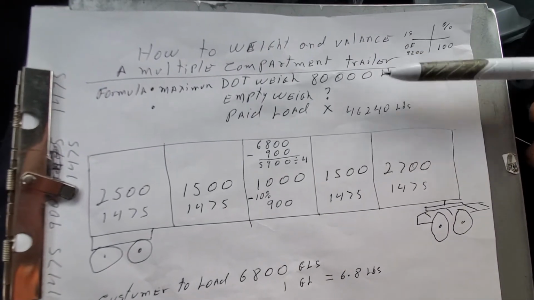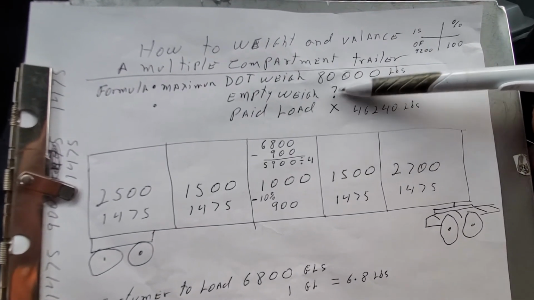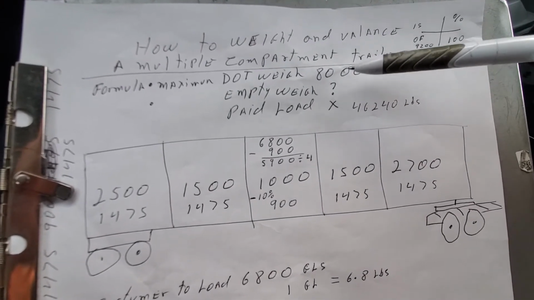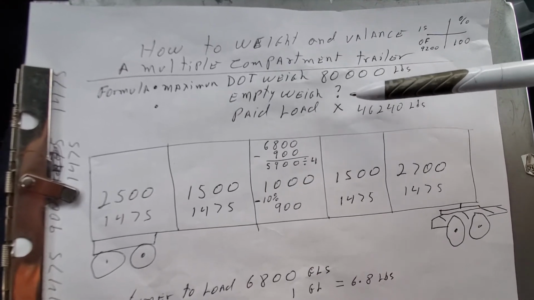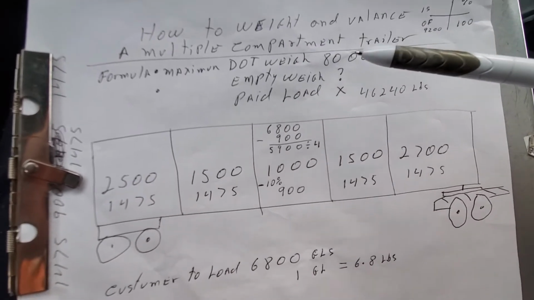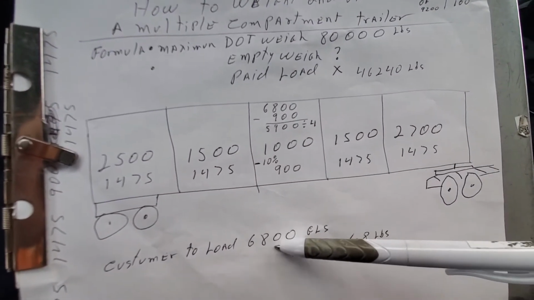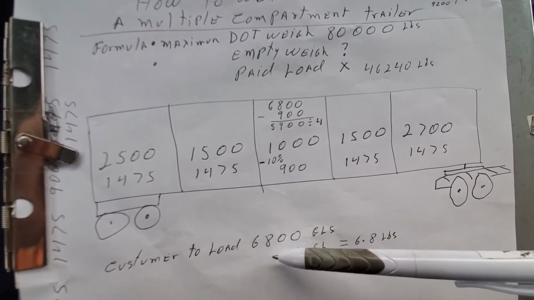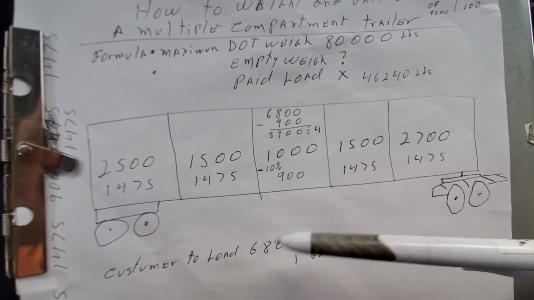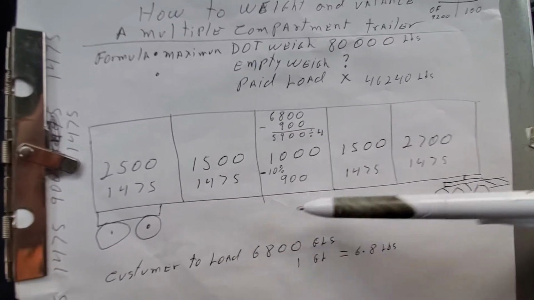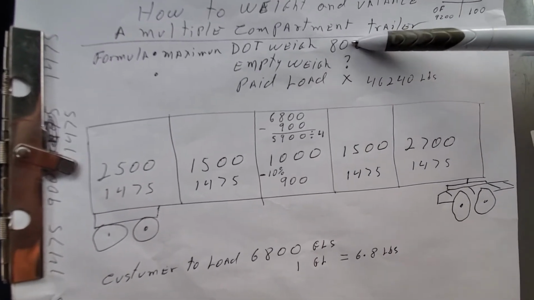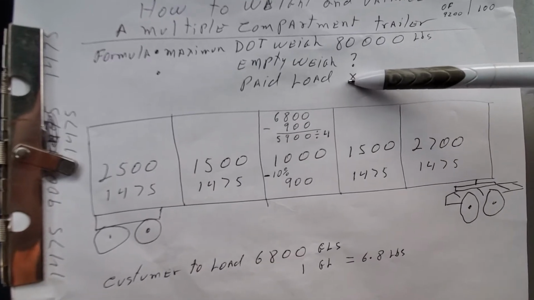So what you do when you get to the customer, you weigh your tractor and your trailer, get that number recorded and subtract it. That is the amount of payload that you can carry. But most of the time, the customer will give you an amount that they want you to load. In this case, it's 6,800 gallons. If they pay you by the gallons, you can do the math, subtract your empty weight from the maximum allowed weight, and that will give you your payload.